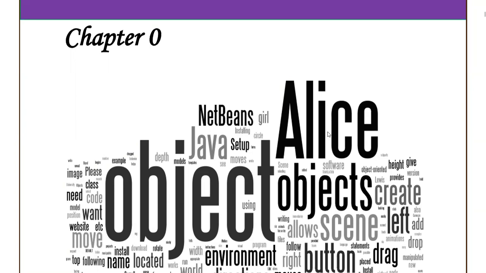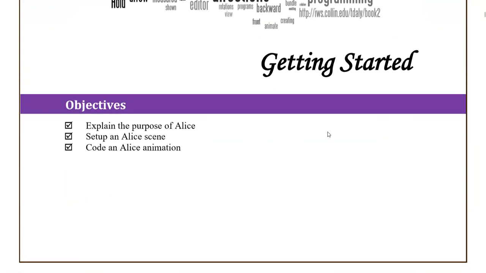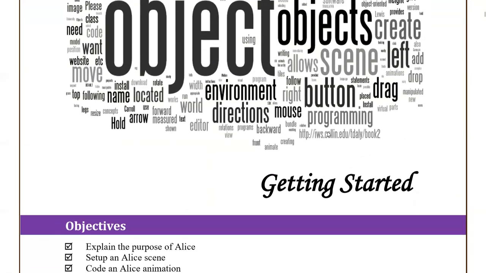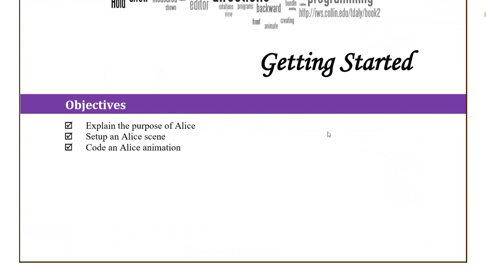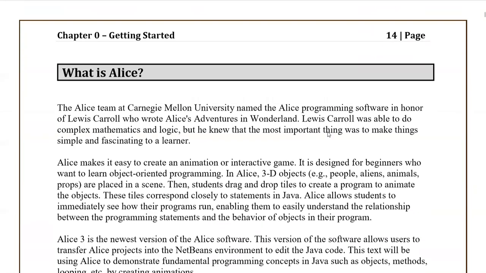Now, why do we start off with Chapter 0? Chapter 0 has significance in the field of computer science, and you'll get a better understanding of the significance when we talk about arrays. So for right now, let's talk about Alice. And we'll talk about the purpose of Alice, how to set up a scene, and some minor coding inside of Alice. So what is Alice?